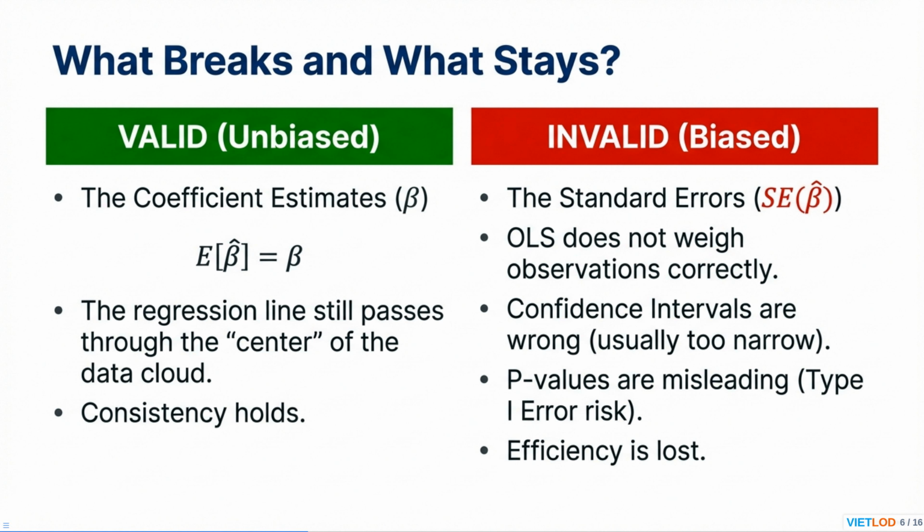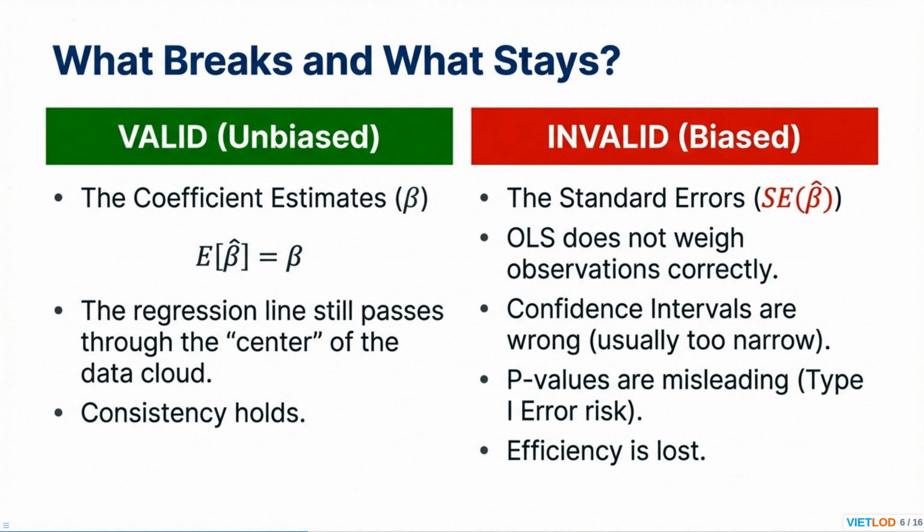When heteroskedasticity is present, it's essential to understand its specific impacts on our model. On the left, we see what remains valid. Our coefficient estimates are still unbiased and consistent. This means the regression line still captures the central tendency of the data correctly.